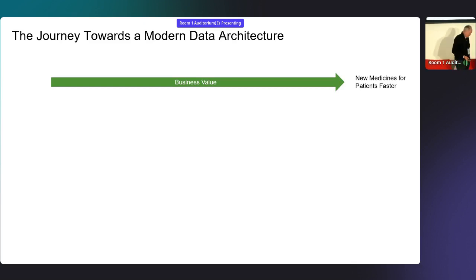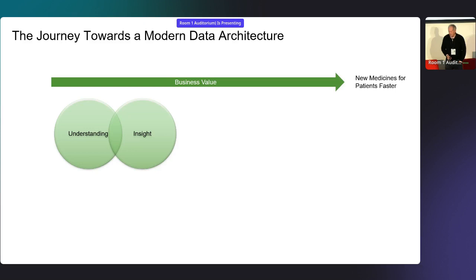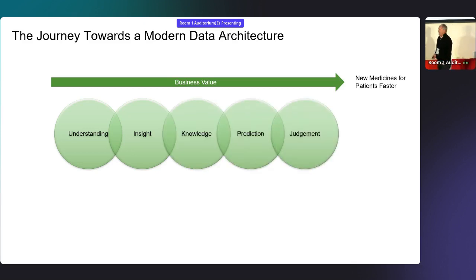Okay, so first off, what do we mean by the journey towards a modern data architecture? If we think about our business, pharma, the business value is bringing new medicines to patients faster. The underlying use cases for data and the needs are laid out in this series of connected circles, moving from understanding to judgment. We talk about data being the lifeblood, and we want to be a data-driven organization.